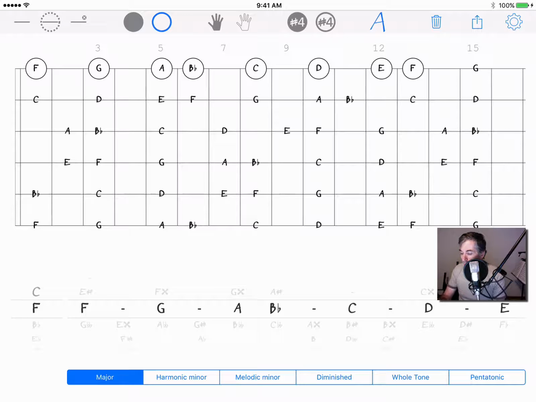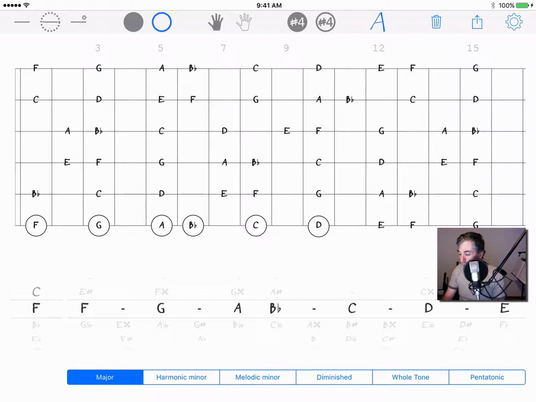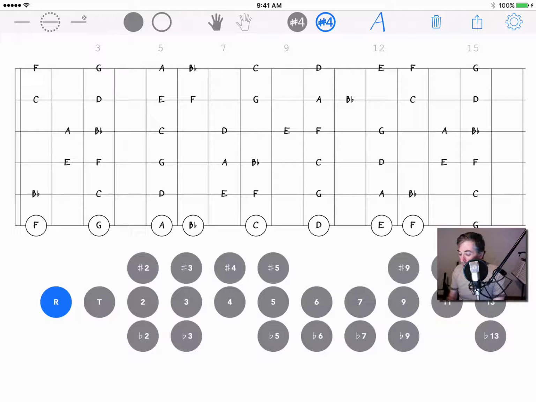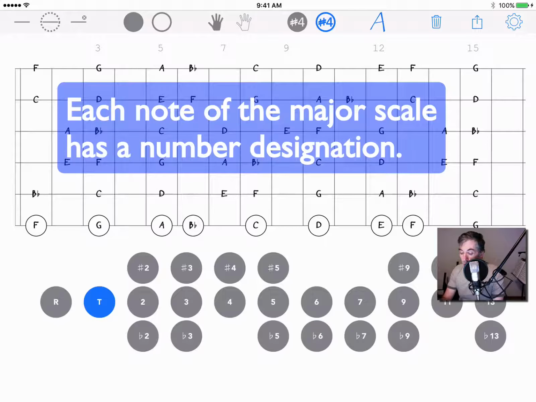So let's change this and go to the bottom string here, which is the 6th string. Each of these notes we can analyze, and when you analyze them, it's like we're giving them a specific title, you know, on how to reference them. So no matter what key we're in, we can always reference the same position in the scale. So the first note there, F, is the tonic, T.